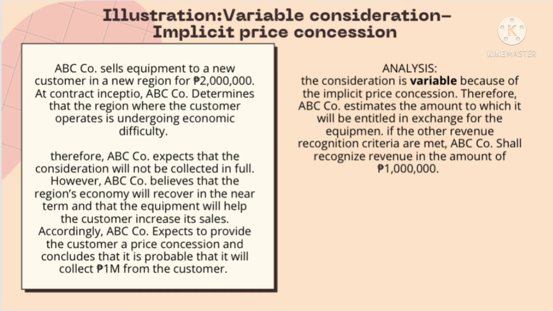And the analysis will be the consideration is variable because of the implicit price concession. Therefore, ABC Co estimates the amount to which it will be entitled in exchange for the equipment. If the other revenue recognition criteria are met, ABC company shall recognize revenue in the amount of $1 million.